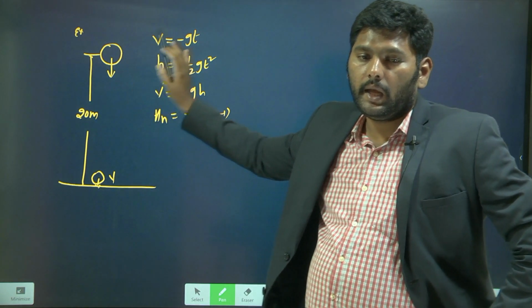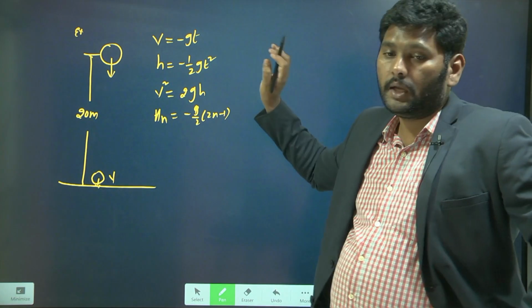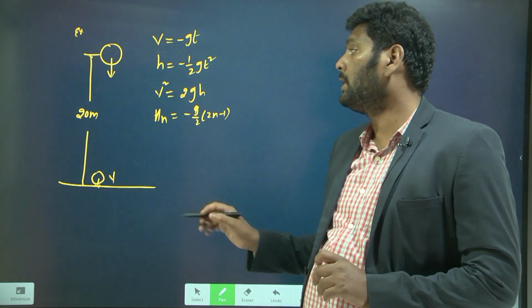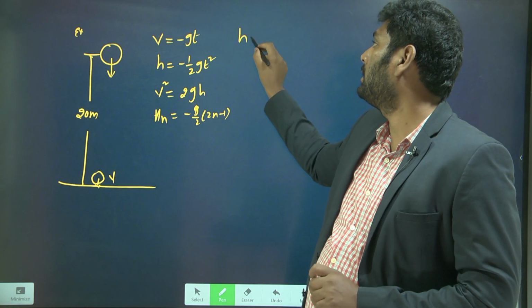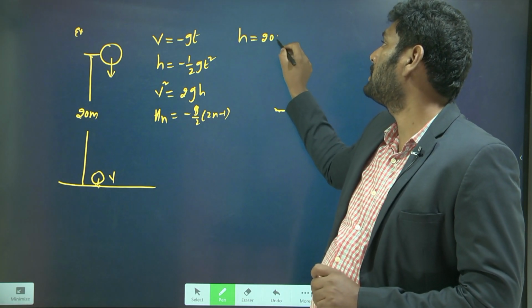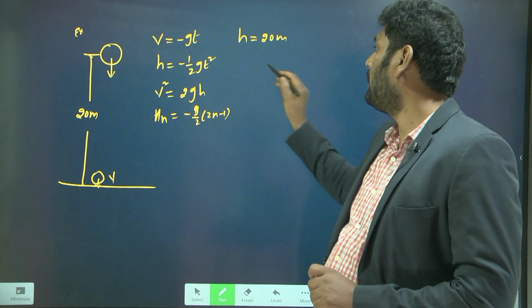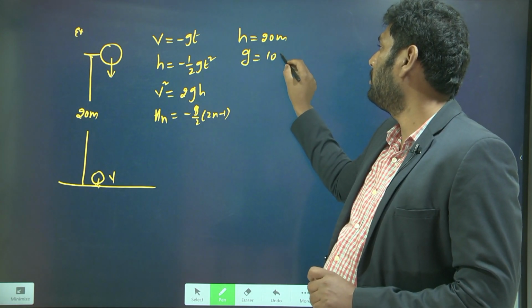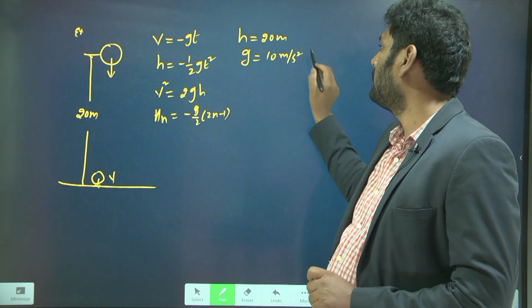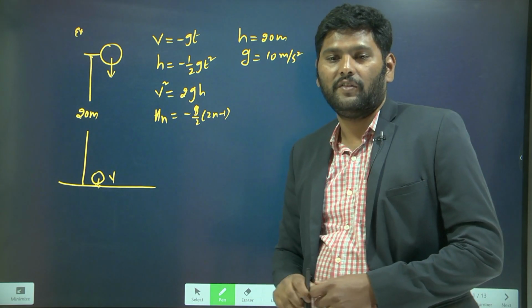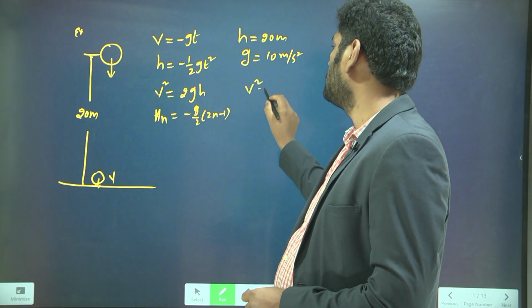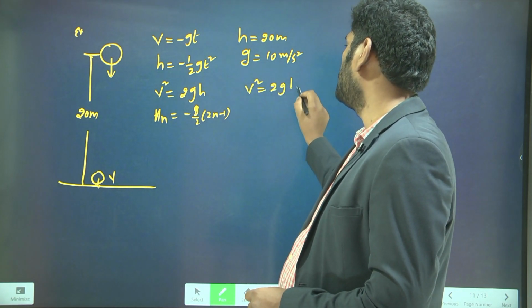Observe the data and choose the formula. What data do we know? Height is 20 meters, and it is freely falling, so it has acceleration g. You can take 10 meter per second square. Yeah, very good. Apply here now. Then third one, v square is equal to 2gh.